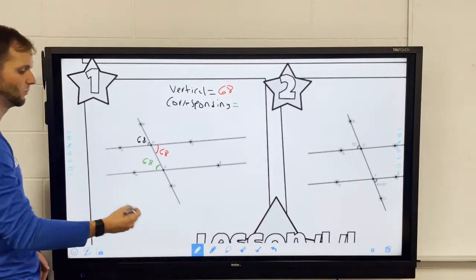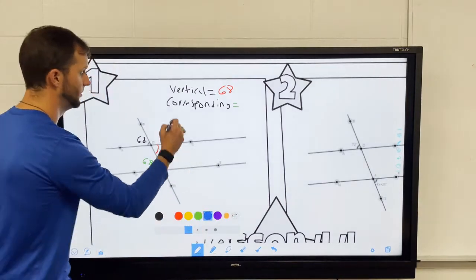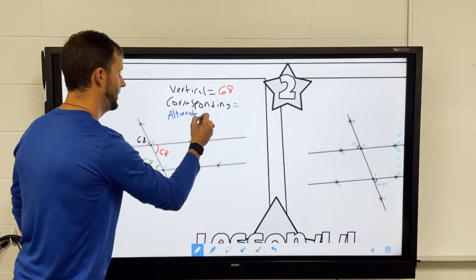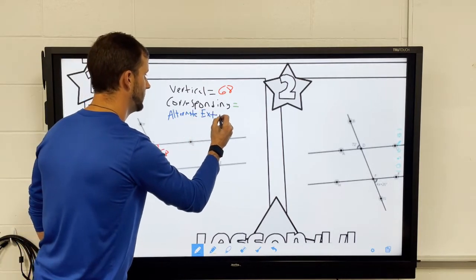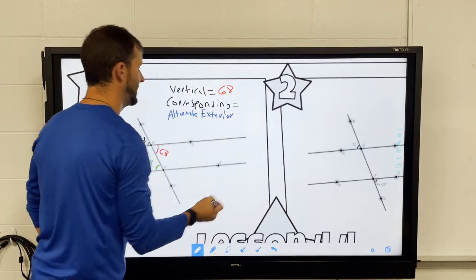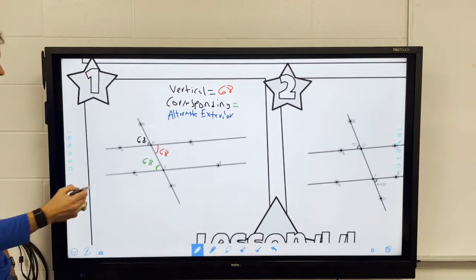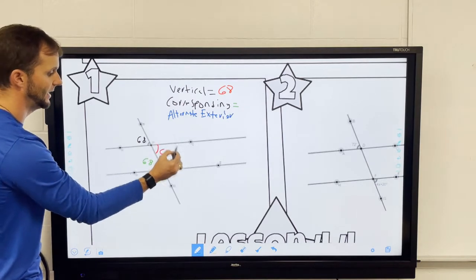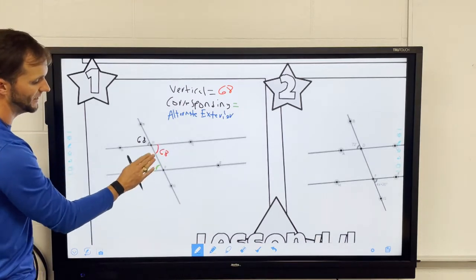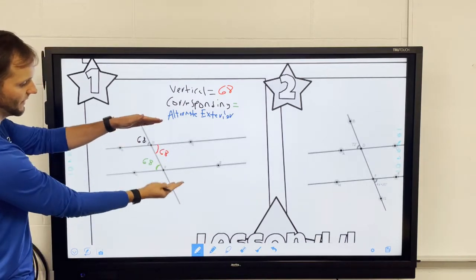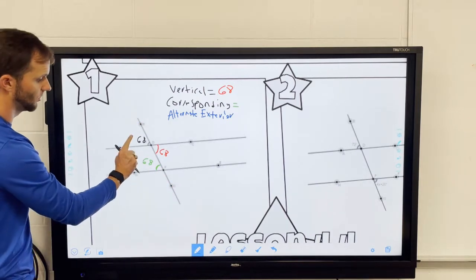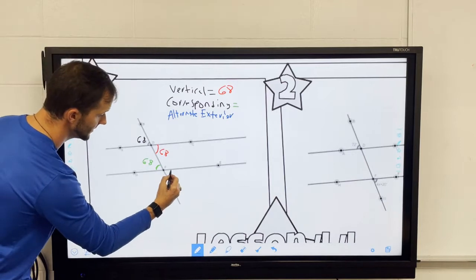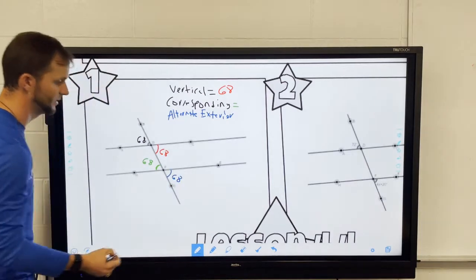And the last angle we're going to look at, and I'm going to do this in blue, is called your alternate exterior angle. Right now, this angle is what I'm looking at on the opposite side and exterior. Everything on the inside is your interior, everything on the outside is your exterior. So alternate and exterior to that is going to be 68. So this angle down here is also going to be 68.